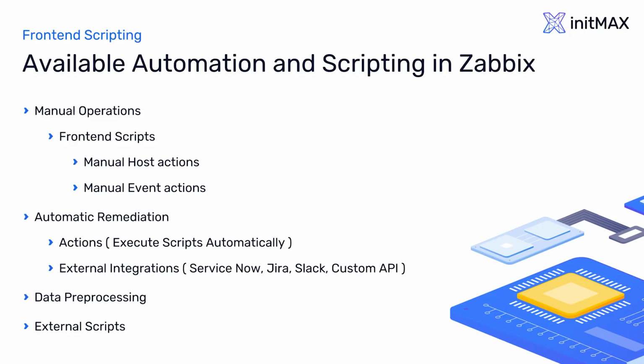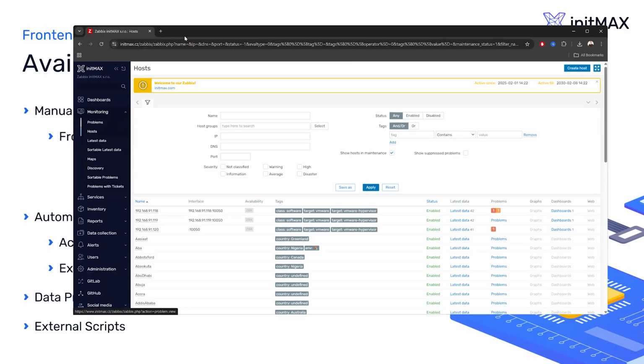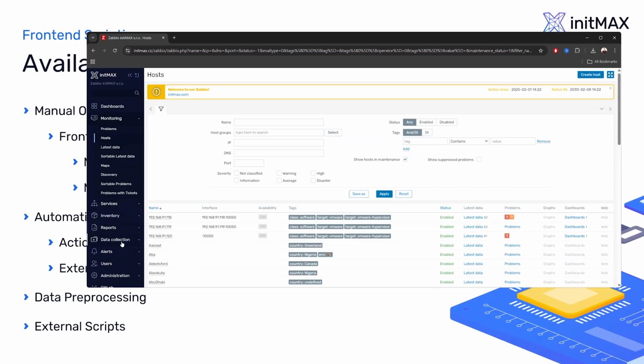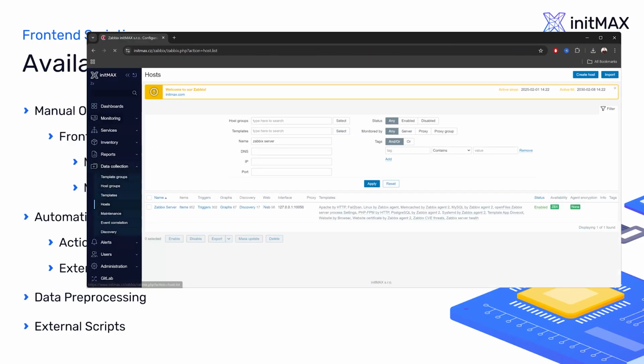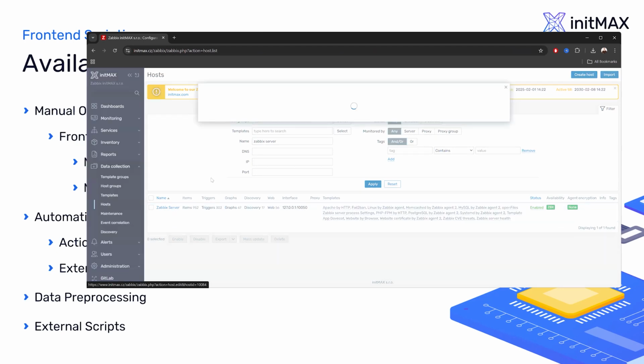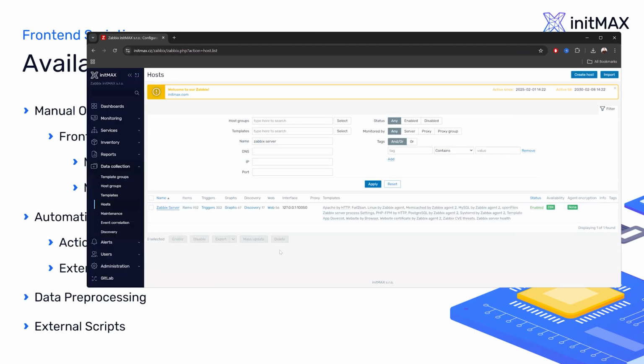So here it is. If we talk about the manual events, one of the first ones is the manual host action, which means that previously we're in the data collection hosts, and that's the place where we do all of the configuration. So we have a Zabbix server here. We cannot really execute scripts from here, but we can create new items, triggers, and so on.